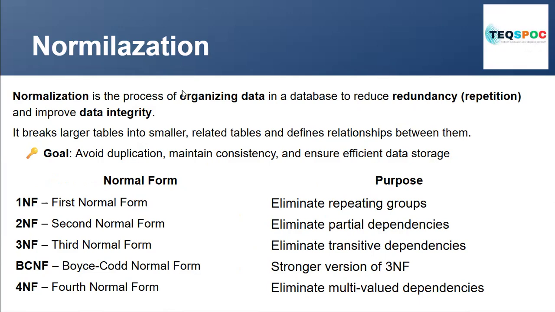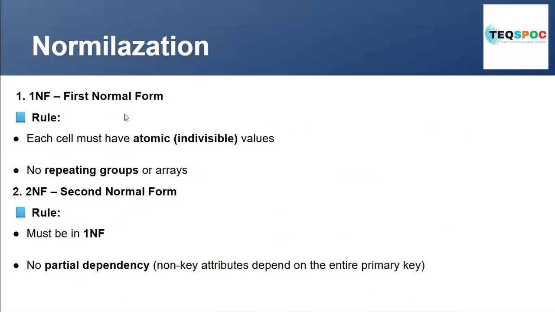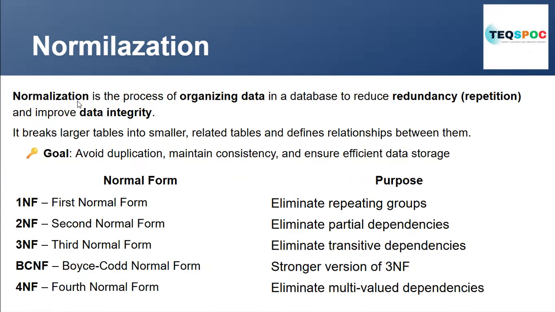Then we have normalization and denormalization in our RDBMS, that is SQL. So what is normalization? It is the process of organizing data in a database to reduce redundancy and improve data integrity. Normalization is nothing but organizing the data in tables inside a database. There are different types of normalization.